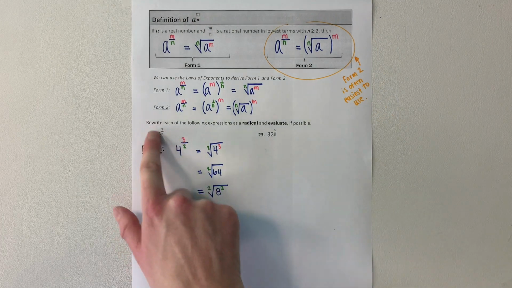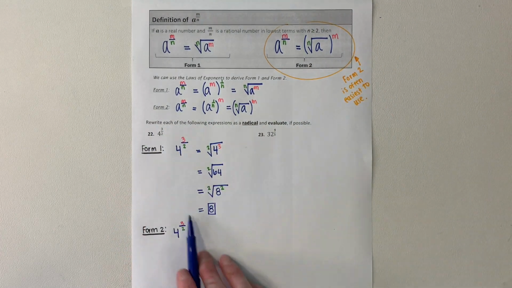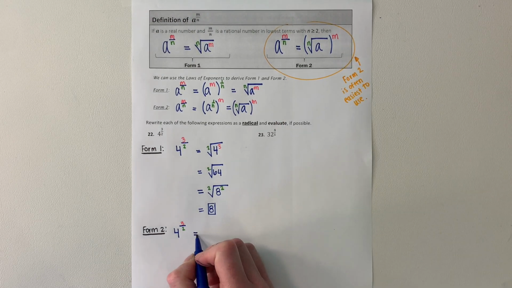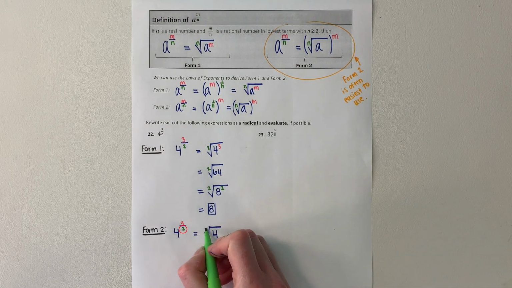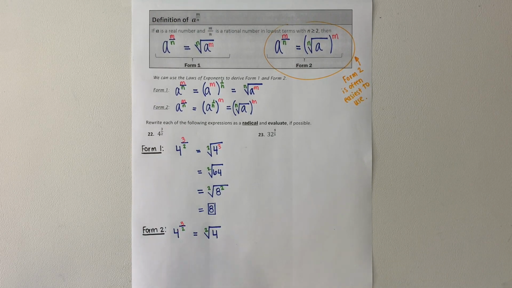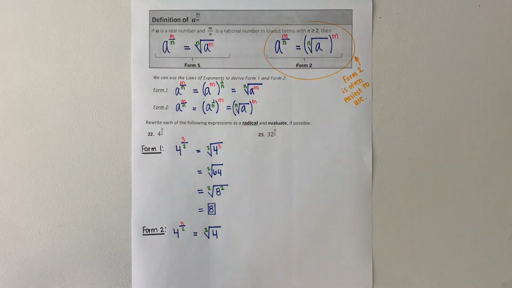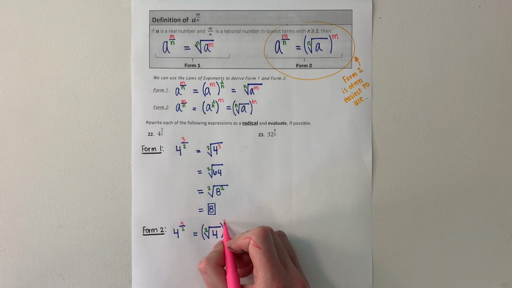Now let's solve the same problem using form 2. I've started by just color coding the original problem. Now to rewrite this using form 2, we start by putting this base underneath the radical. The denominator is always our index, and if we use form 2, we write the numerator as an exponent outside of the radical. So the numerator 3 can be written as an exponent outside of the radical.